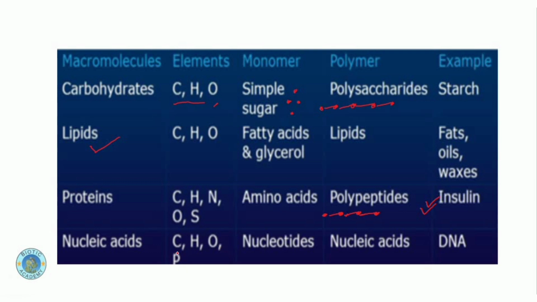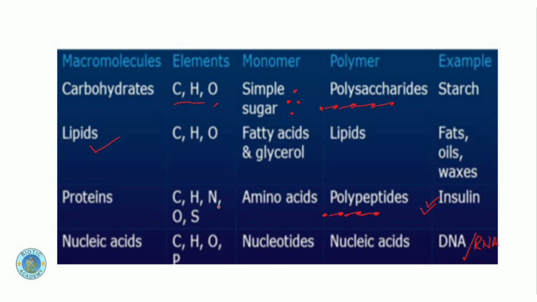And nucleic acids also contain carbon, hydrogen, oxygen. Along with it, it also contains phosphorus. Phosphorus is present in the nucleic acid, and the monomer of nucleic acid is nucleotides. These nucleotides again make a long chain to form the nucleic acid, and there are two forms of nucleic acid in the body of living organisms, that is DNA and RNA. These both are nucleic acids.